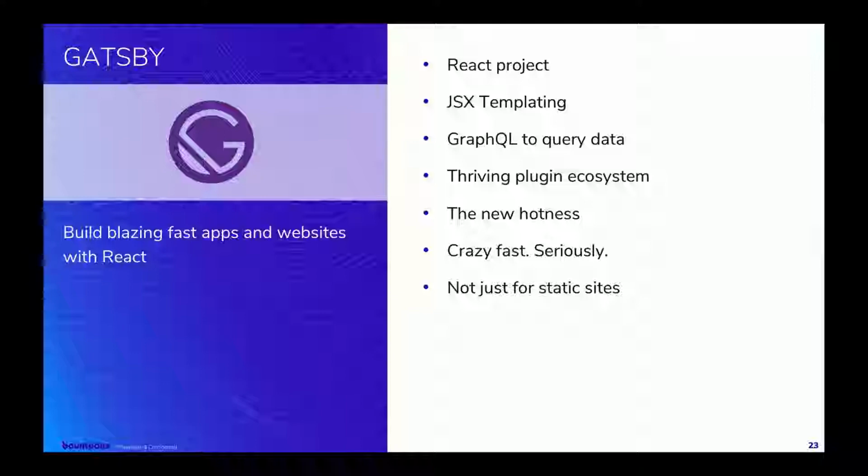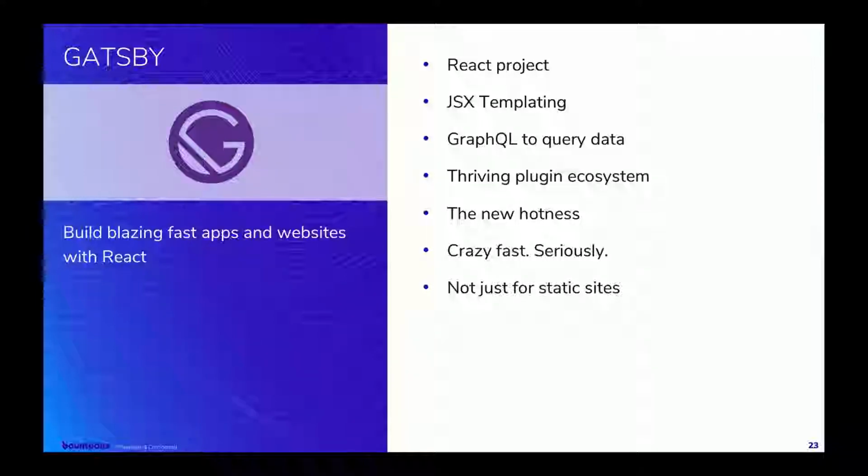So yeah, it's a React project. From a templating perspective, it uses JSX, although calling it templating is kind of weird. We'll look at some examples. It's almost kind of a little bit more than that because they're React components. It uses GraphQL to structure queries to get at the data. And it has a really thriving, large plugin ecosystem. So there's just plugins in general, cool things that you can add to your Gatsby site. But there's also what they call source plugins. So those are existing plugins that allow you to work with a bunch of different data sources. It is also the new hotness.